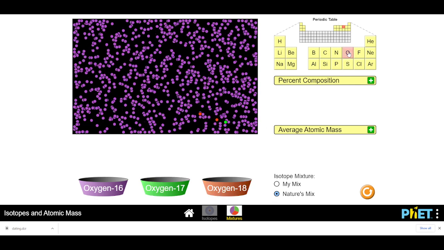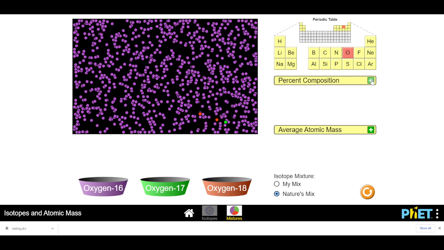Okay, and then I want you to also do oxygen. In oxygen, we can see that in nature's mix, there are actually three types of isotopes that exist. Visually, they've done a great job here. Oxygen 16 is the majority. If I click on my percentage, I can get numbers if that works better for you. But I can see that for oxygen 18, there's a very small amount, and then there's even fewer of the oxygen 17 isotopes.